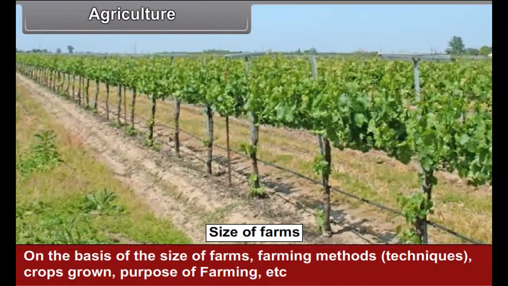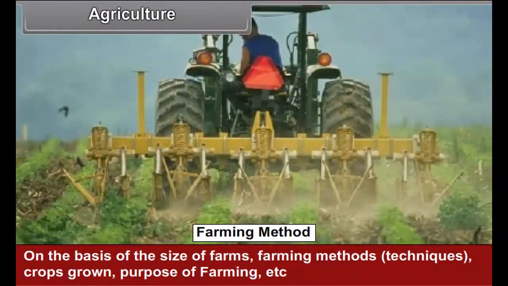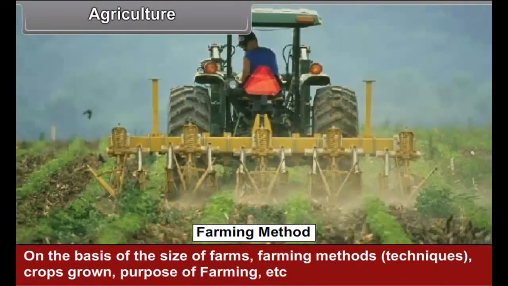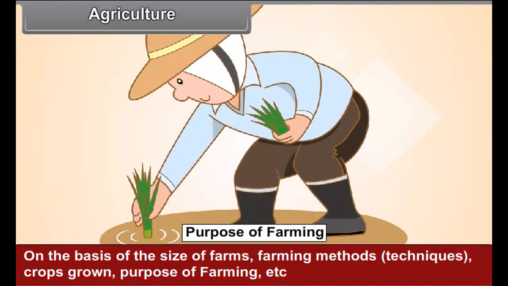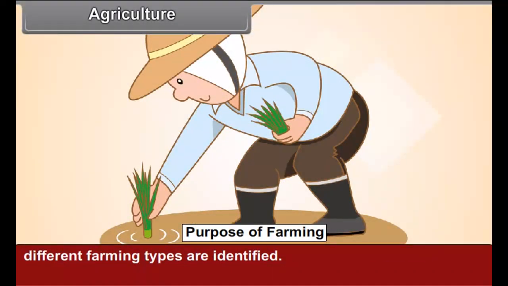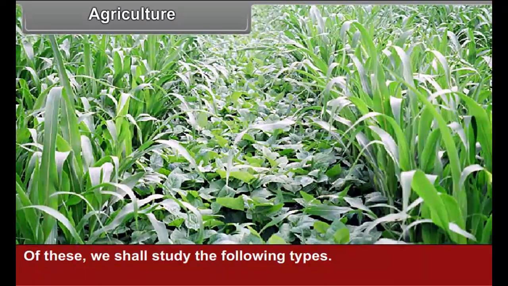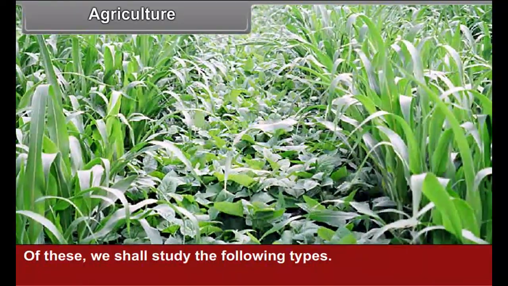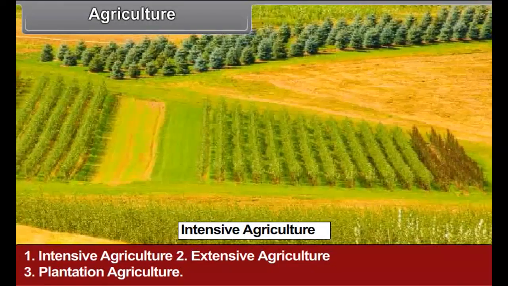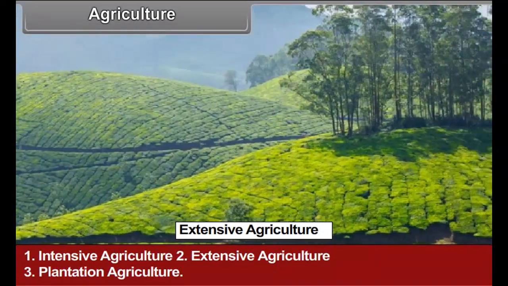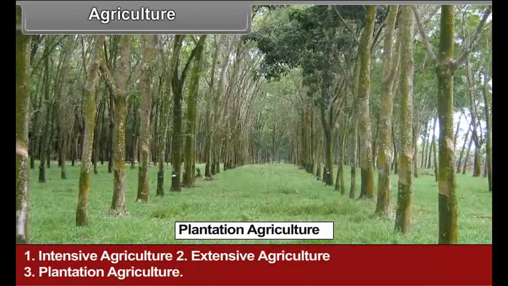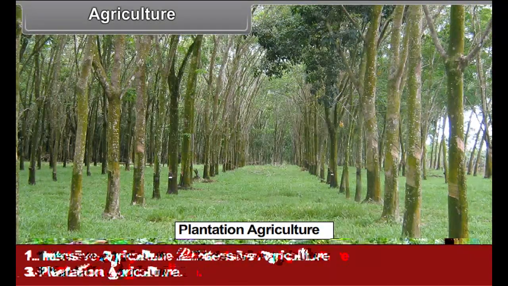On the basis of the size of farms, farming methods, that is, techniques, crops grown, purpose of farming, etc., different farming types are identified. Of these, we shall study the following types. Intensive agriculture, extensive agriculture, plantation agriculture. See figure 13.2.